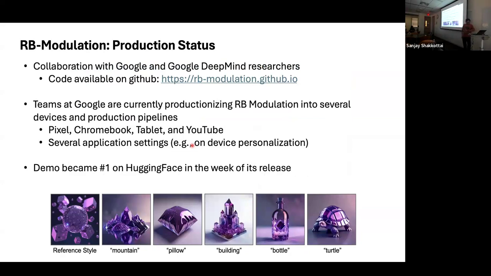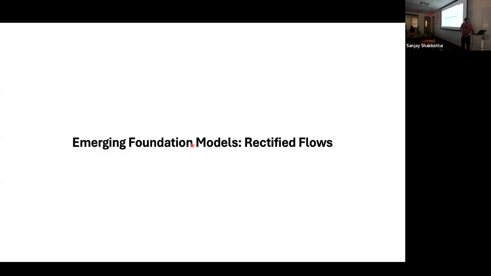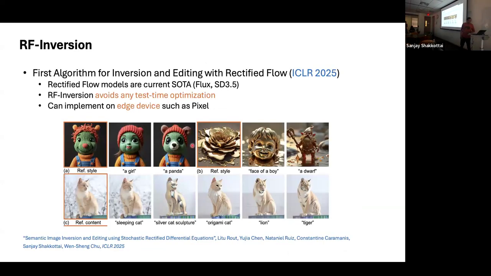Okay, so I have about 15 minutes left, and let me now switch from diffusion models to flow models. In this part so far, even for RB modulation, I didn't really tell you what the algorithms were. I just gave you an idea. For flow models, I want to go a little more detailed and actually talk about one algorithm, the RF algorithm, more carefully. So what is RF-Inversion?